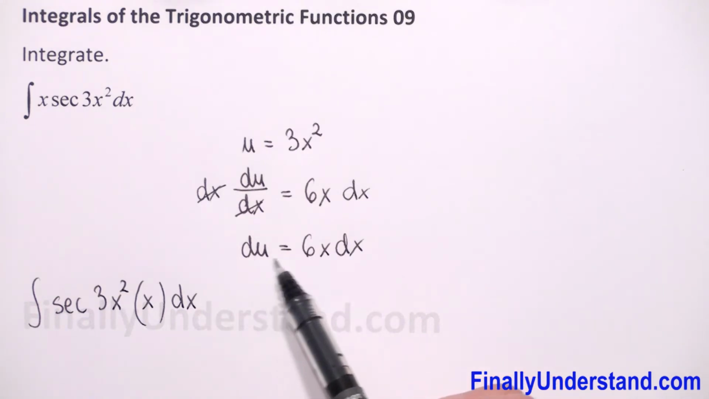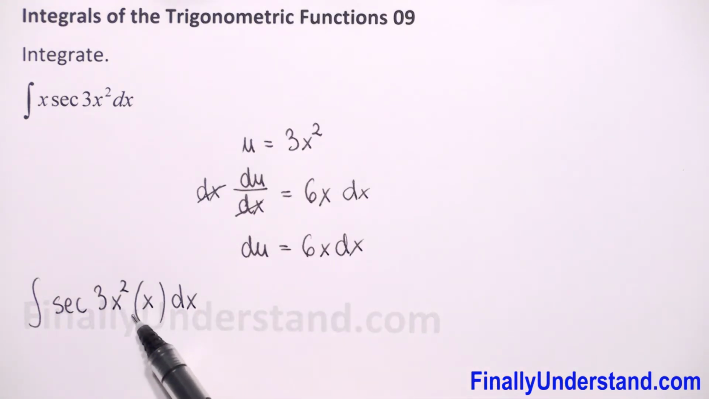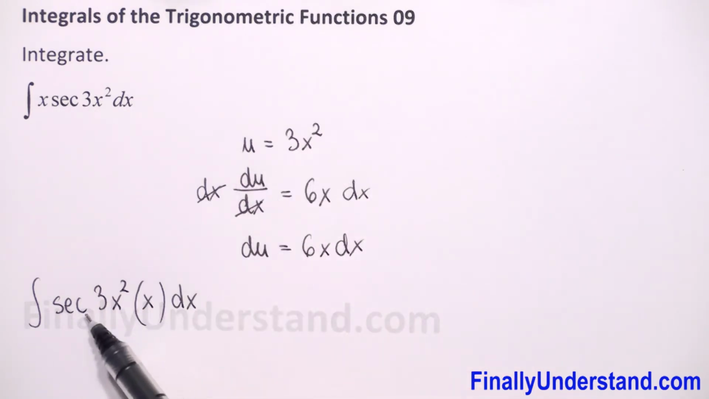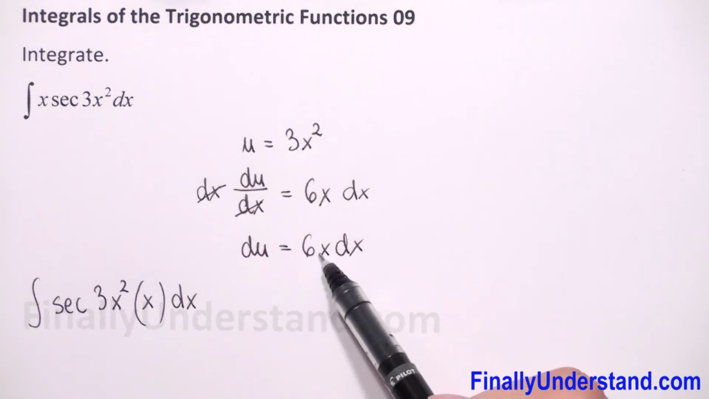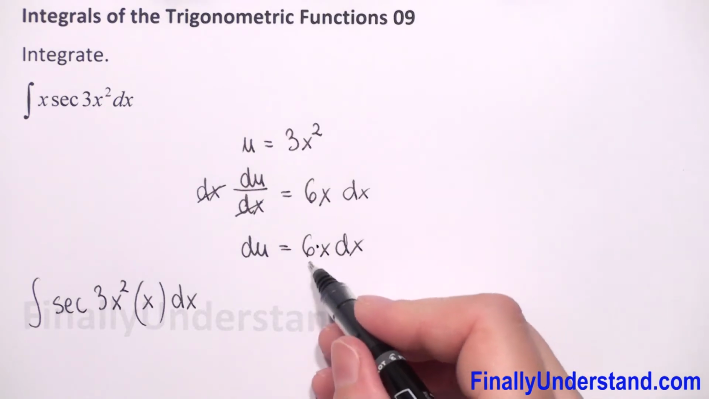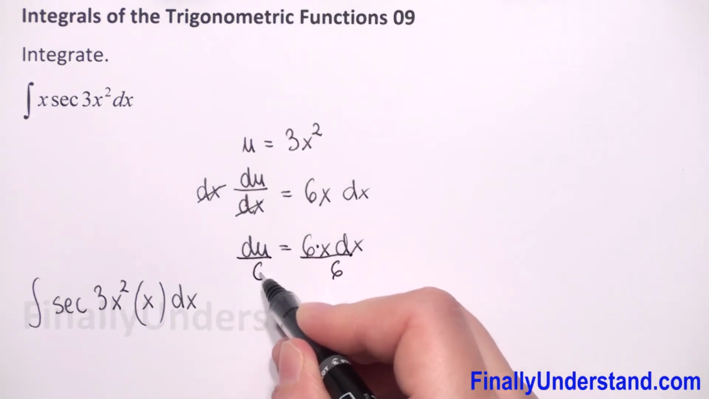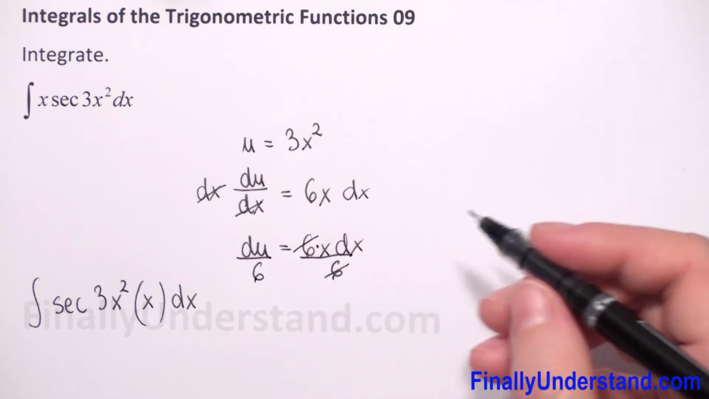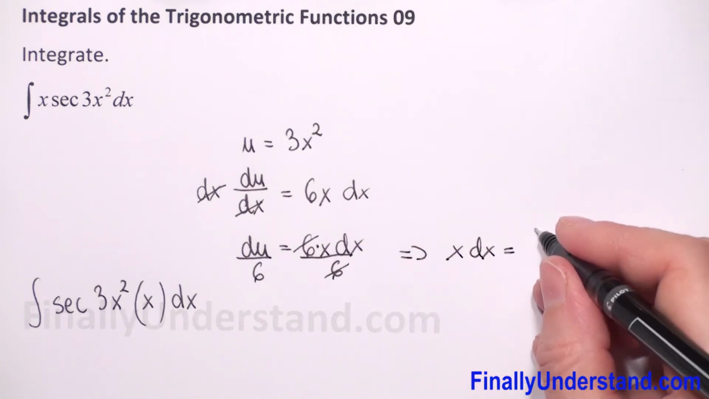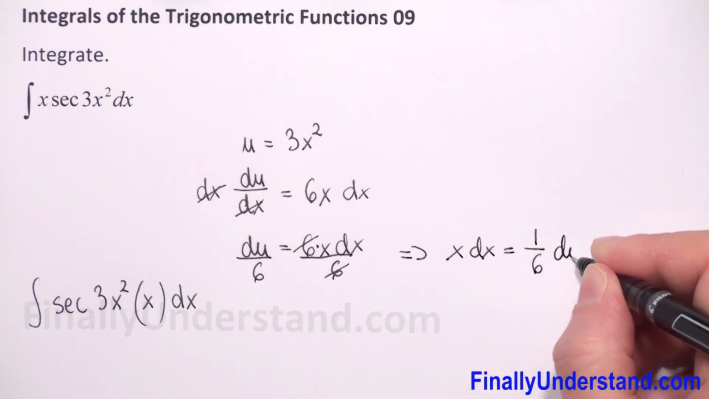We found that du is equal 6x dx. We have only x dx here, because when we substitute 3x squared by u, we will have secant u and x dx. We cannot mix x and u in one expression. So we need to substitute x dx. So it means I will divide both sides of our equation, because we have multiplication here, by 6. And I can reduce 6 and 6 now. So we have now x dx is equal, I can write 1 over 6 du.